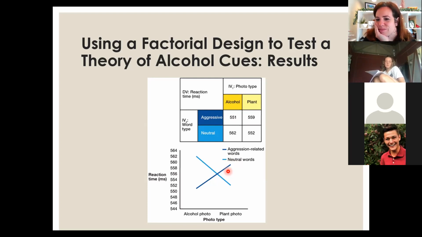So they did associate. There was a successful association. Yep, because you can see here, there's a crossover effect, right? So you could see that being cued by the alcohol picture first led to a much reduced reaction time to identify an aggressive word than if they were cued with a random neutral photo, like a photo of a plant.